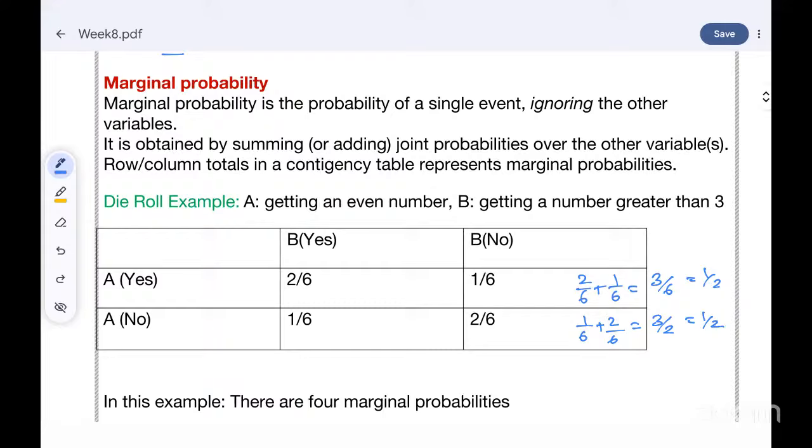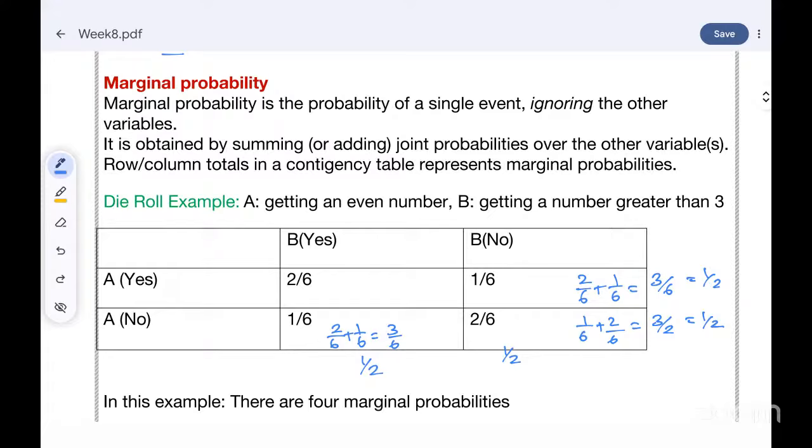And what are the column totals? The same, right? So 2 by 6 plus 1 by 6 here again 3 by 6, which is 1 by 2. Similarly, here also 1 by 2. So in this particular example, the row totals and column totals come up to be the same.